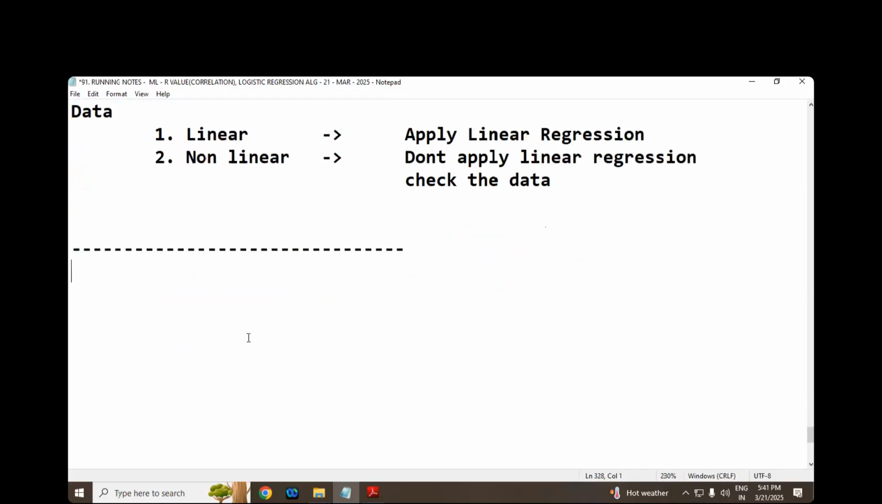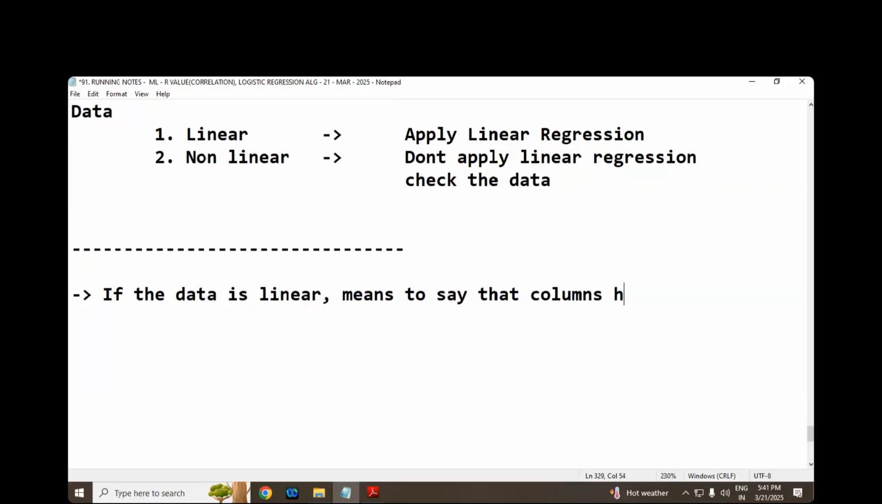Here is the point. If the data is linear, it means the columns have a relationship in between. Now here is the story: how do we find the relation? How to find it?